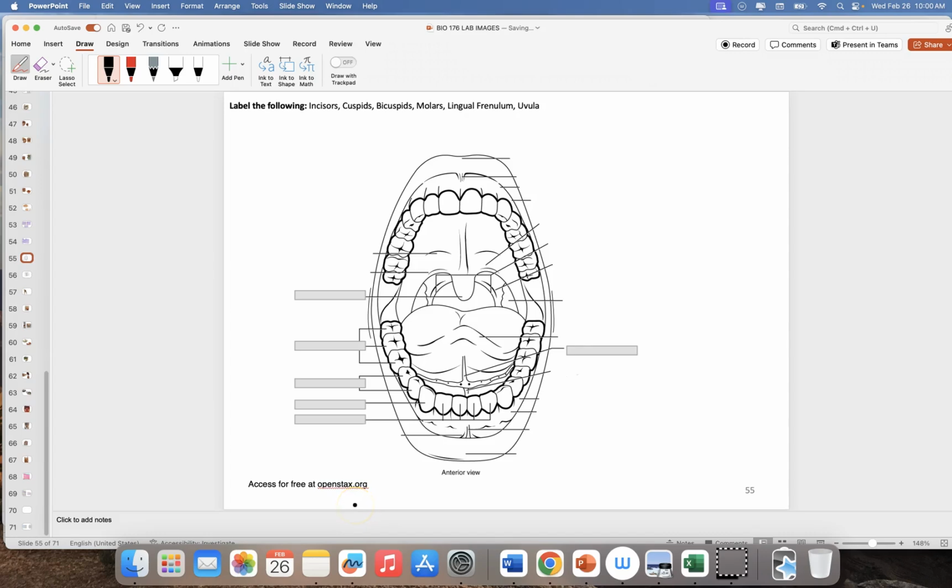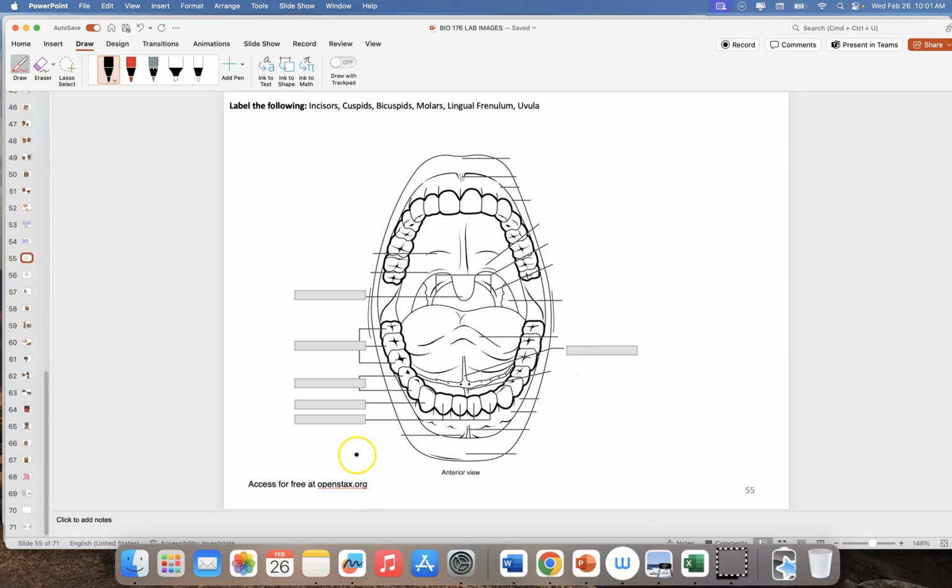We are again going to use a figure from the Anatomy and Physiology OpenStax book because it's going to be helpful for us to identify some of these structures of the oral cavity, particularly the types of teeth and a couple other structures.